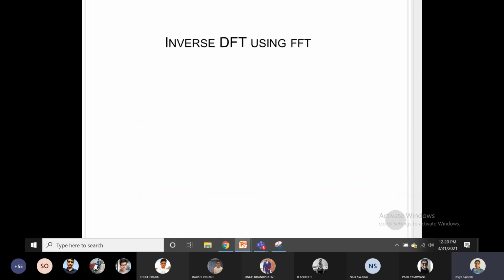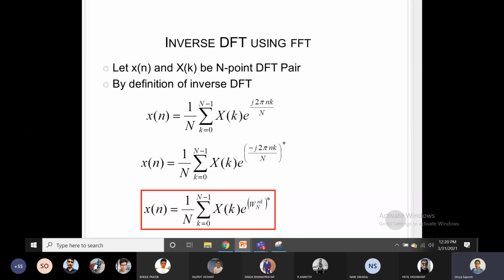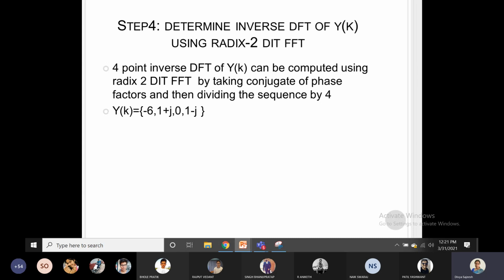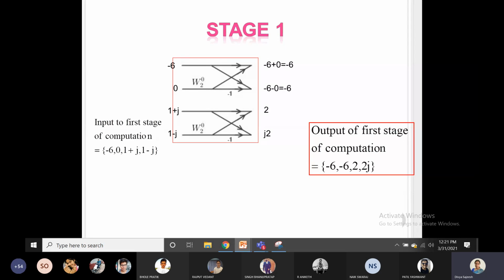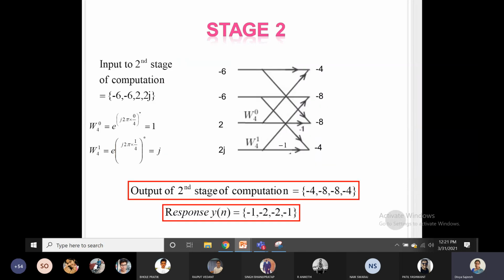To apply the inverse DFT, we apply the formula 1 upon N, summation k equal to 0 to N minus 1, X of k times the conjugate of W N raised to nk. Taking Y of k as input, again using the radix-2 DIT FFT method, I calculated the sequence, but here the twiddle factor involved is the conjugate. After that, the end sequence has to be divided by the length, which is 4, to obtain the response y of n.